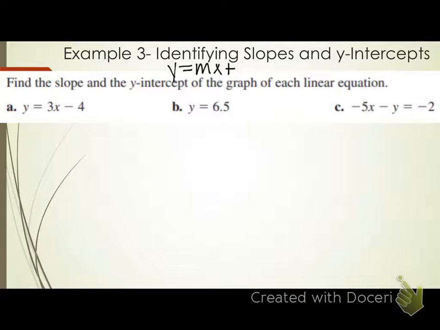Remember, a slope is multiplied by my x variable. The y-intercept is just the constant. So letter A. Is that in slope-intercept form? y equals 3x minus 4.